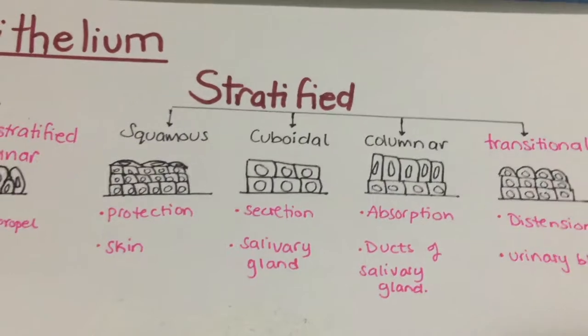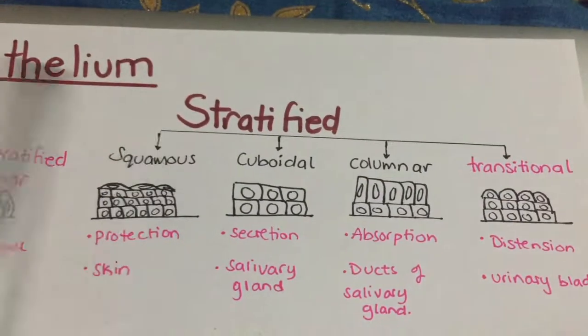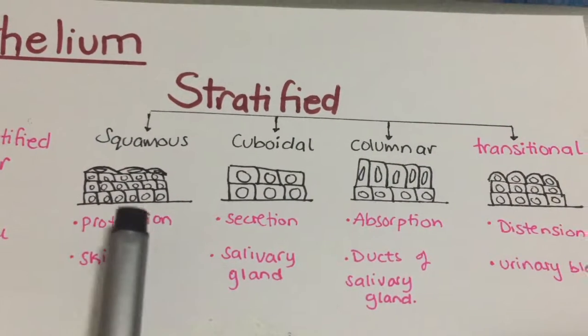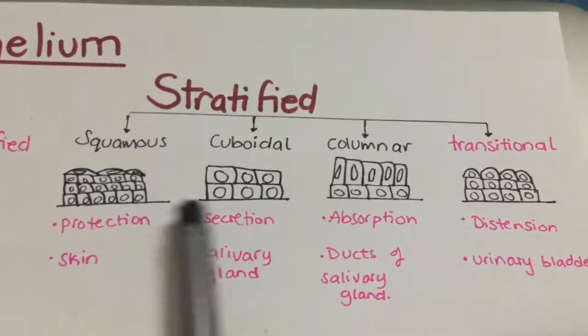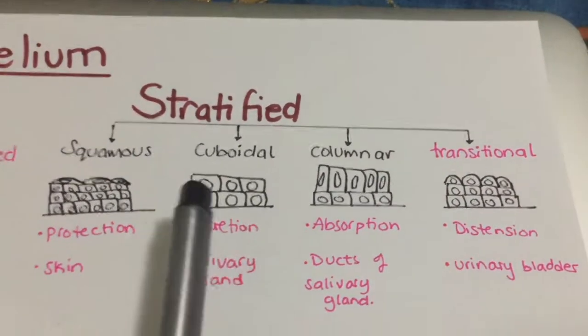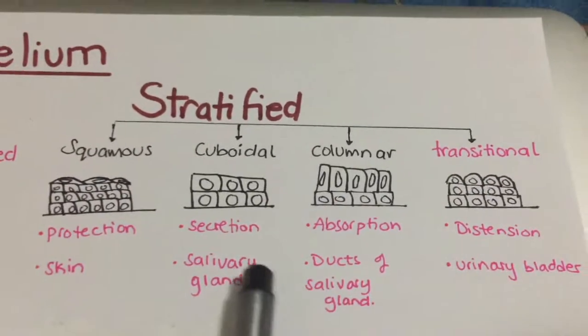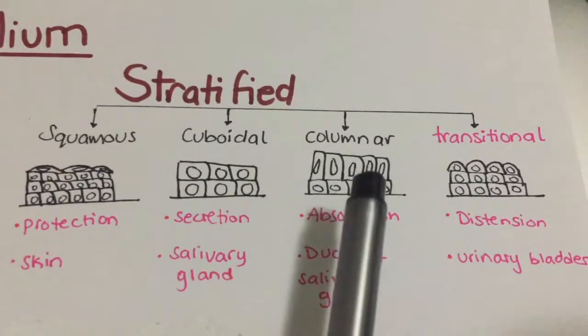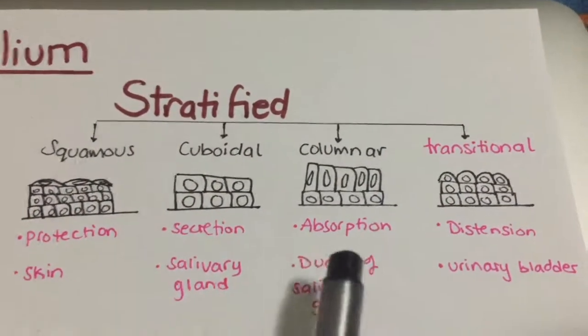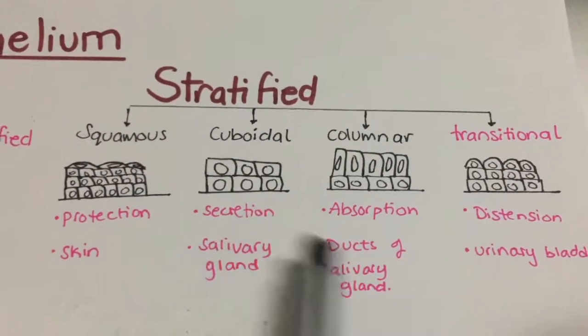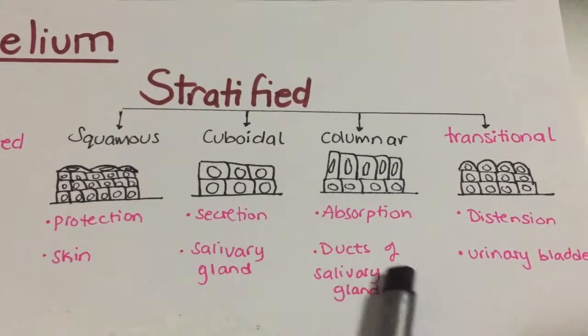So we go to the functions. For squamous, it's used for protection, and an example of that would be the skin. For cuboidal, again, still secretion, like the salivary glands. Columnar is for absorption, such as the ducts of the salivary glands, where we reabsorb some of the substances that came out with the saliva in the first place.